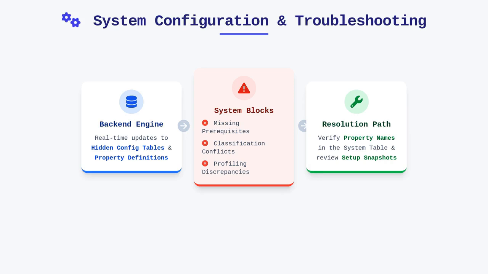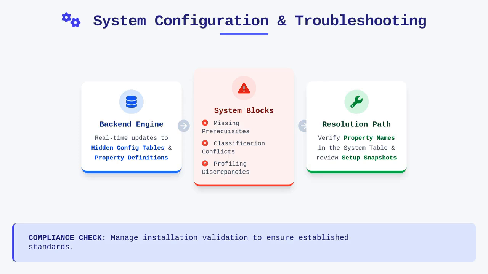Some organizations mistakenly believe that the setup wizard is a one-time operation, but it is often useful to return to these snapshots to review structural alignment. By managing the installation validation checks, you ensure that your deployment stays within the boundaries of established compliance standards. If the assistant flags a warning, it is almost always pointing toward a discrepancy in how your asset profiles or risk calculators are initialized.